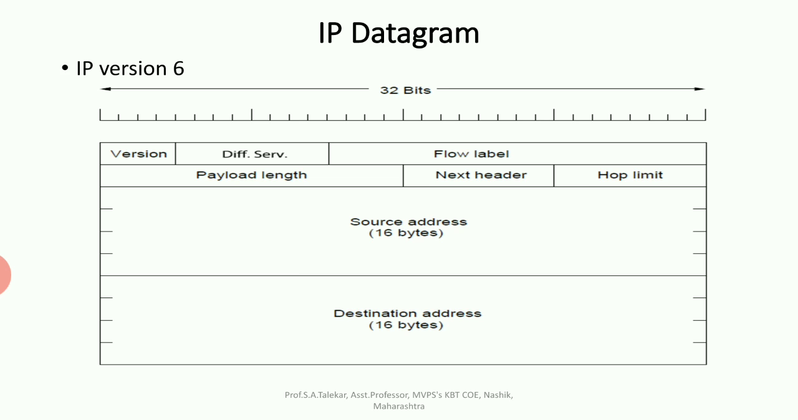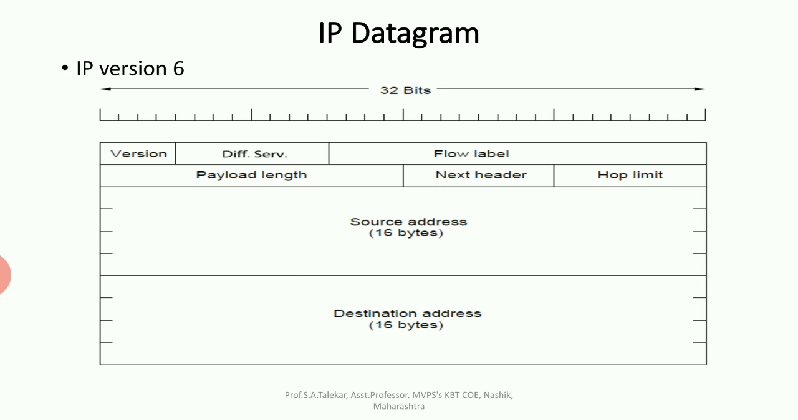Payload length, it is of 16 bits. The length of the remainder of the IP version 6 packet following the header, in octets. In other words, this is the total length of all the extension headers plus the transport level packet data unit. Next header, it is of 8 bits and it identifies the type of header immediately following the IP version 6 header. So this will either be an IP version 6 extension header or a higher layer header such as TCP or UDP.